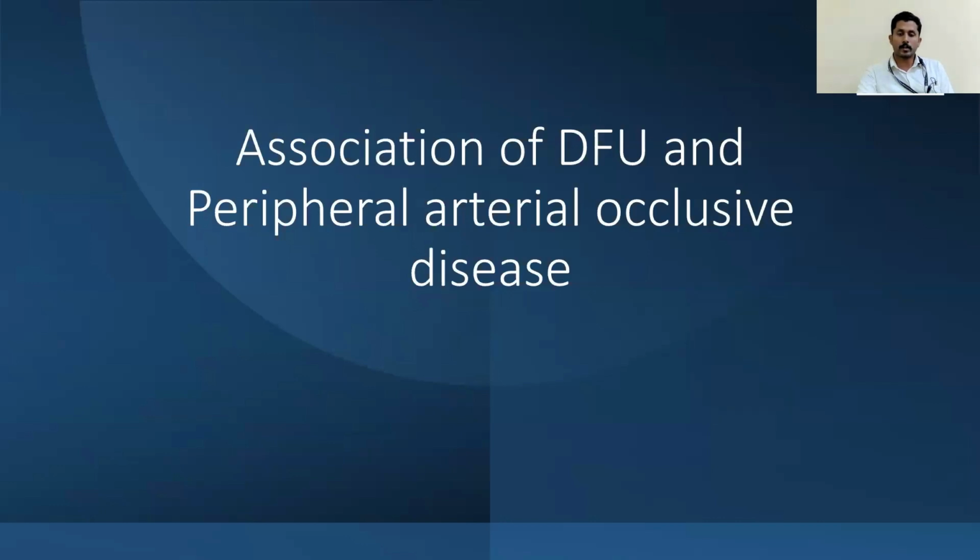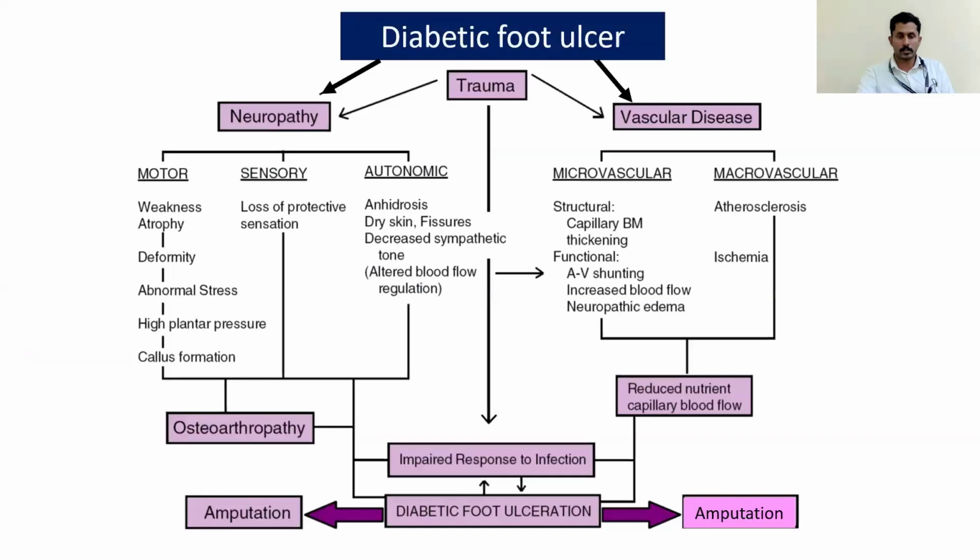Coming to the association of diabetic foot ulcer and peripheral arterial occlusive disease, this is the nutshell of the different pathological processes happening in the diabetic foot ulcer. As we discussed just now, there will be underlying neuropathy, trauma, and underlying vascular disease. Neuropathy can be motor, sensory, and autonomic. Motor neuropathy will cause weakness and atrophy of the intrinsic muscles, especially in the lower limb, and cause deformity and abnormal stress.